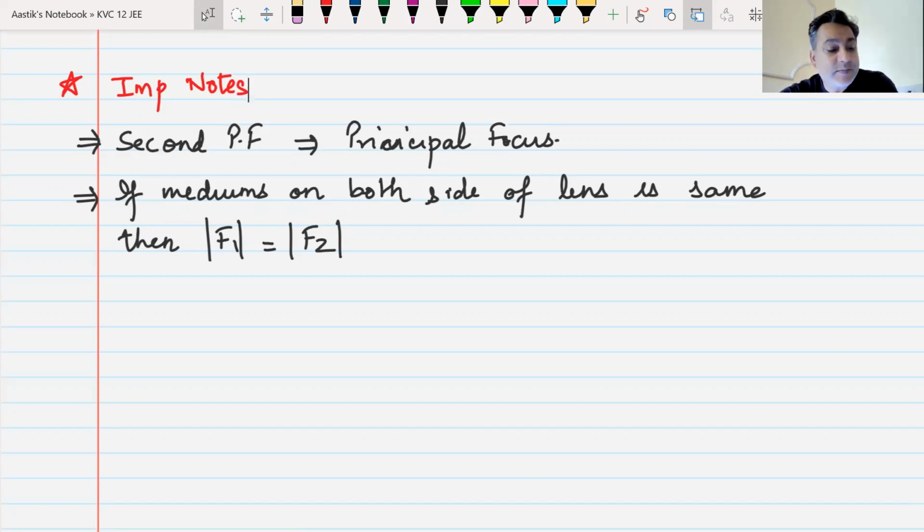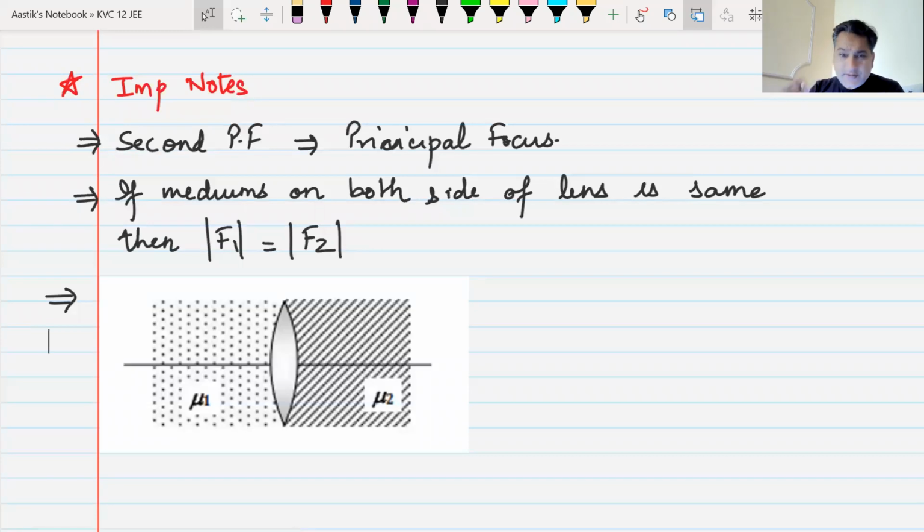What will happen if the mediums are not the same? The focal lengths would be different in that case. And actually, if you go back, I had told you the ratio of those focal lengths.